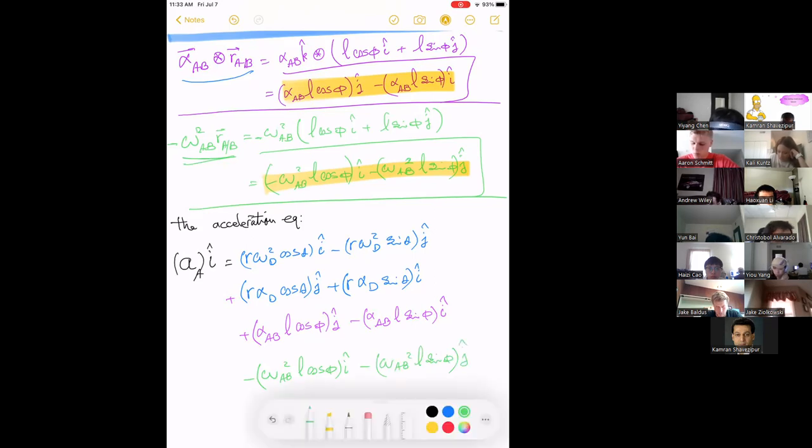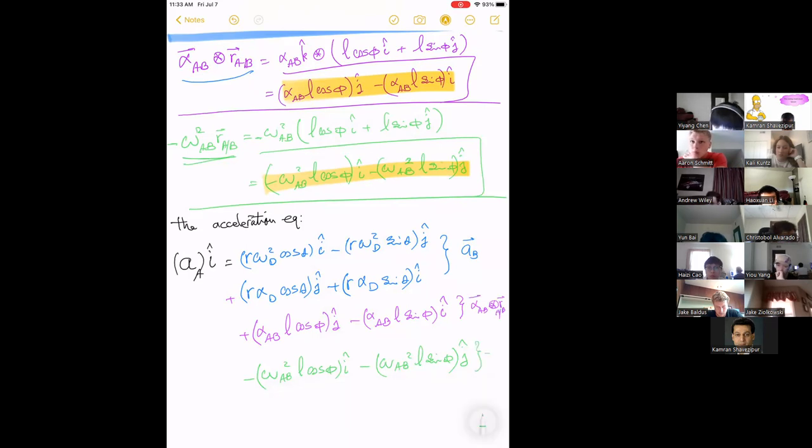So again, if you review, this is AB. This is alpha AB cross R B respect to A. And this is minus omega AB square R A respect to B, right? And the left side is obviously AL. Again, I got one large vector equation, right? Because I have the color code, I think this is obvious. Let me just erase this thing. I have one large vector equation.